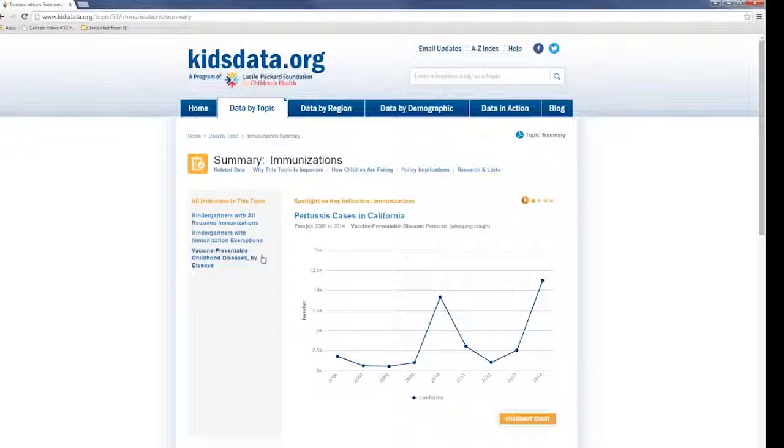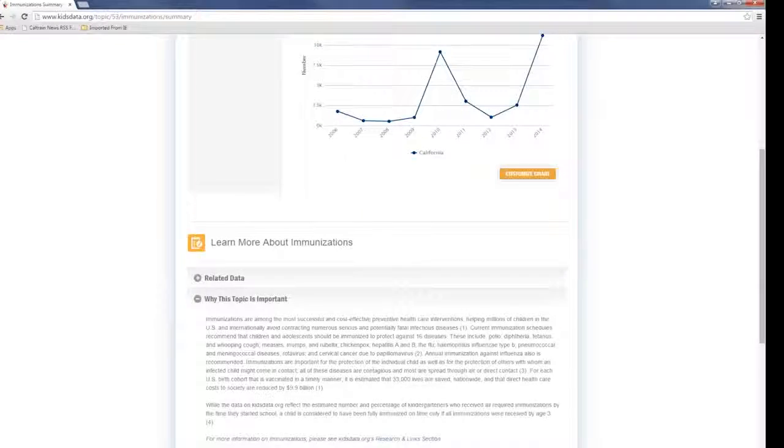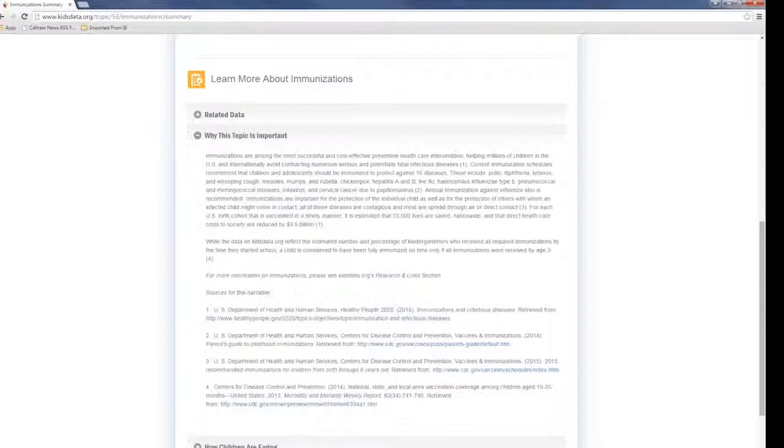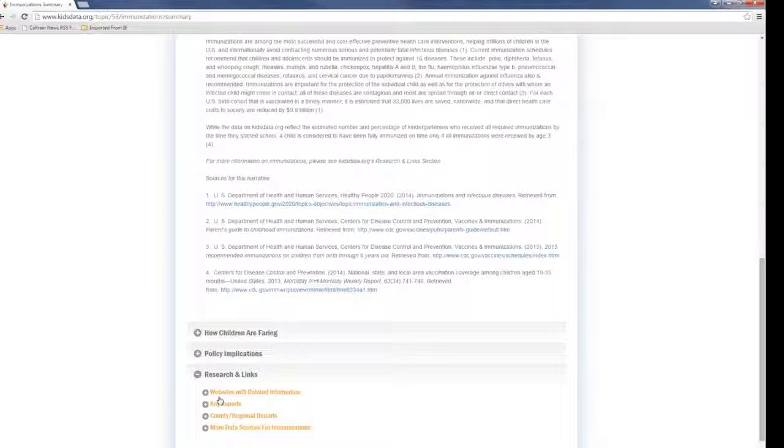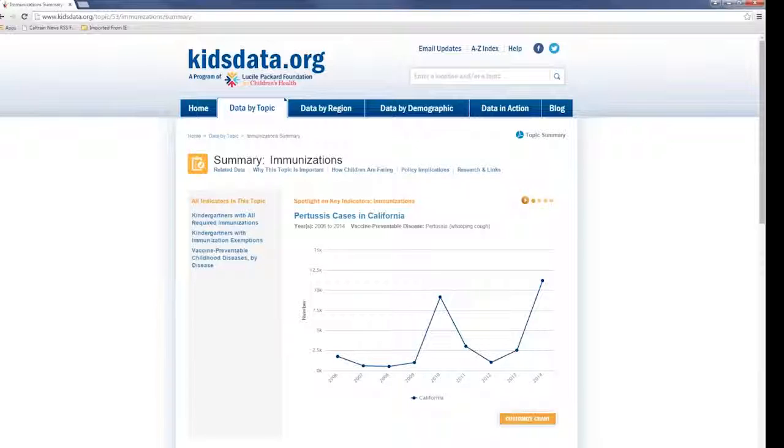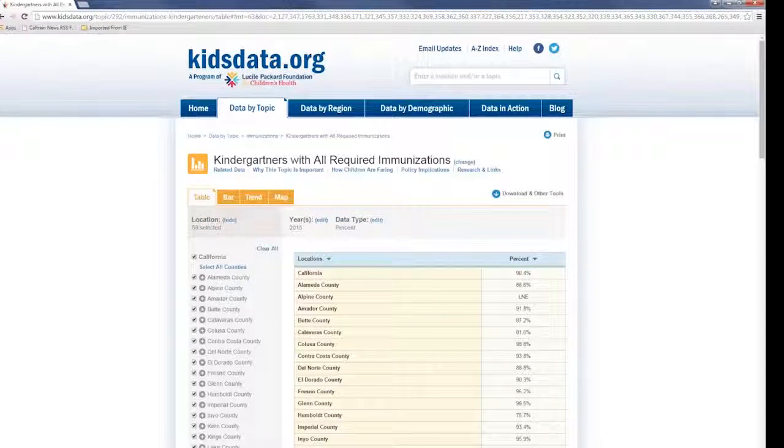We also provide helpful narrative contextual information down below at each topic level in order to help you make sense of the data, and also curated lists of freely accessible research and links to round out your understanding of each issue. So what does the data tell us about immunizations in California? Let's dive into kindergartners with all required immunizations. So the data shows that in the 2014-2015 school year, 9 out of 10 California kindergartners, and that's 90.4%, received all state-required immunizations by the time that they entered school.